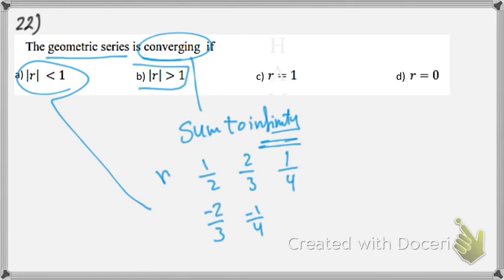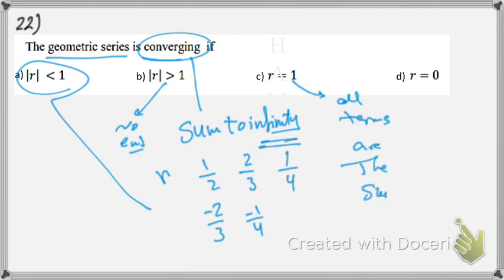In case it's greater, it's not going to be convergent. It will not end. No end in this case. And in case it's equal to 1, it means all terms are the same. And in case r is equal to 0, there is no sequence. So the answer is A.